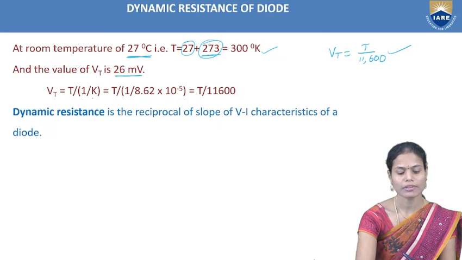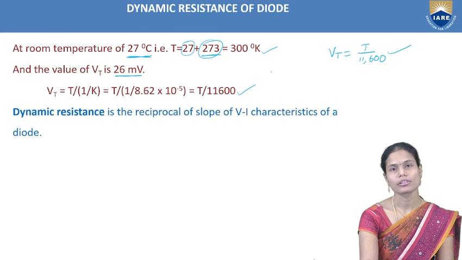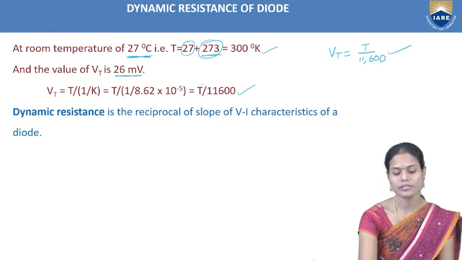That is T by 1 by K. That is nothing but T divided by 1 by K, where the value is 8.62 into 10 power minus 5. So if we simplify this, we will get it as T by 11,600, and T is nothing but the sum of the room temperature plus standard temperature.